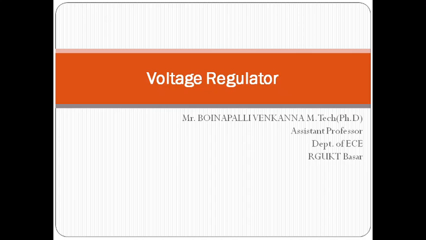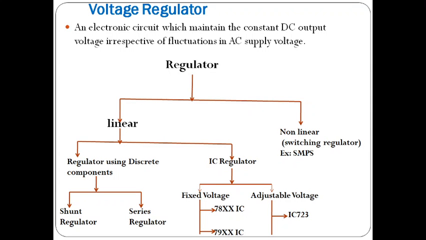Today we will discuss voltage regulator circuits. It is an electronic circuit which is designed to keep the output voltage of your power supply nearly constant under varying input voltage conditions and varying load conditions. Otherwise, you can simply say it is an electronic circuit which provides a constant DC output voltage irrespective of fluctuations in the AC supply voltage.